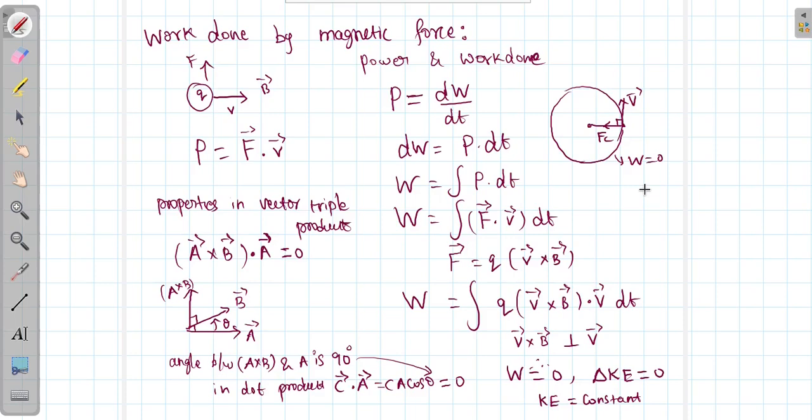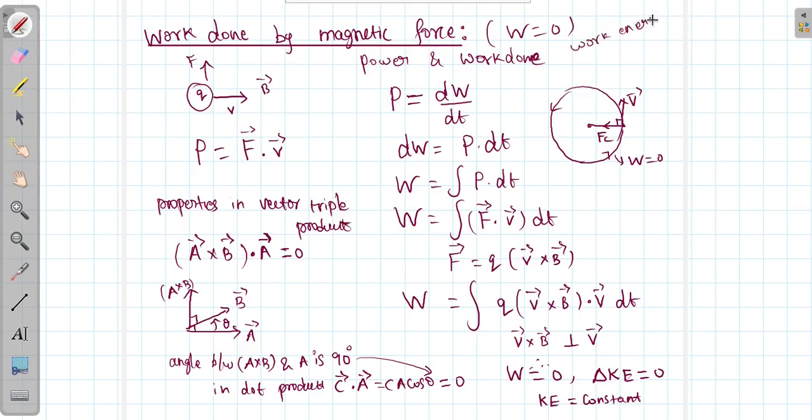Suppose you see the motion of the planets around the sun, it will not do any work on the planets. Only the gravitational force makes the circular path. They only make the circular motion. They don't do any change in kinetic energy. That's all. So the work done by magnetic forces is 0.